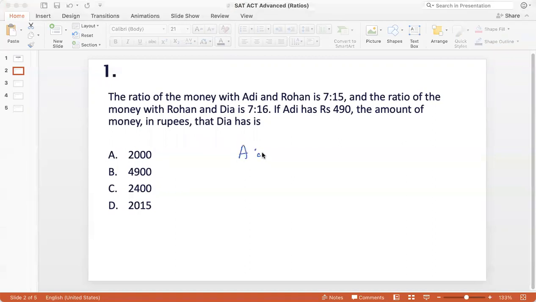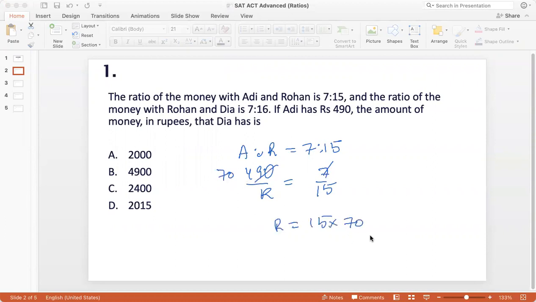So Adi to Rohan is 7 to 15 and Adi has 490. So 490 to R is 7 to 15, 70. So R is 15 into 70. That's the amount of money that Rohan has.